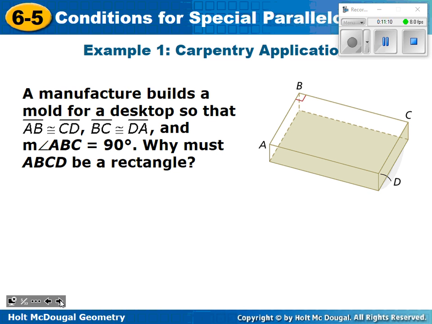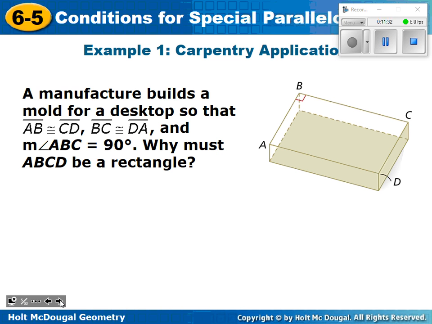Okay, first one we skipped right here. A manufacturer builds a mold for a desktop so that AB is congruent to CD, BC is congruent to DA, and ABC is 90 degrees. Why must this be a rectangle? In order to prove it's a rectangle, you're first going to have to explain to me why it's a parallelogram, and then prove that it is a rectangle by one of these two methods.